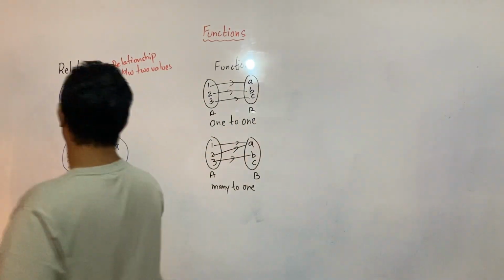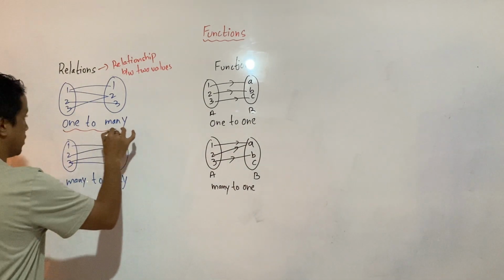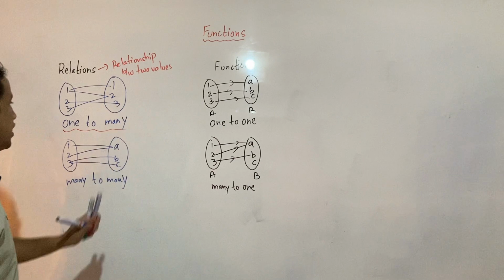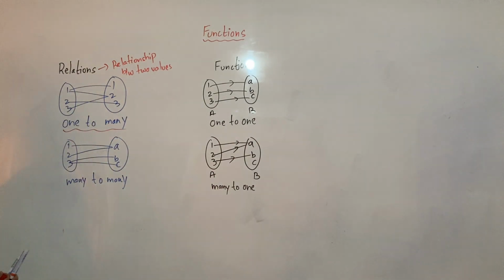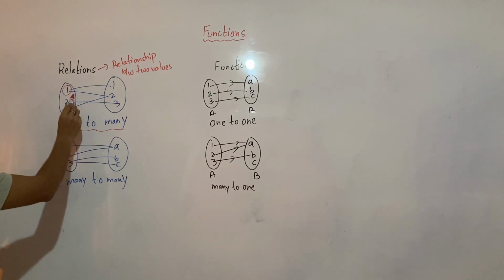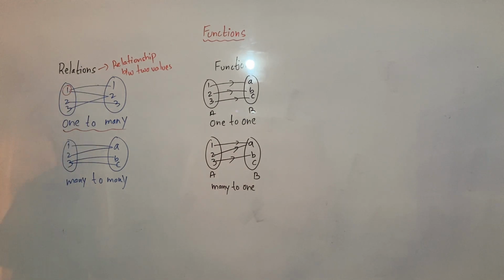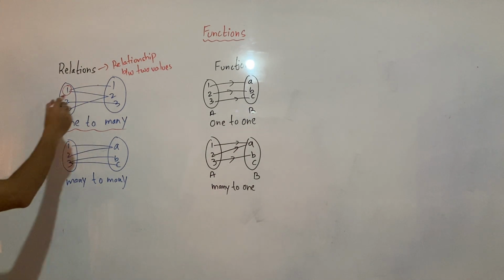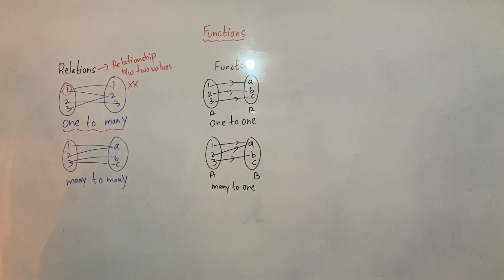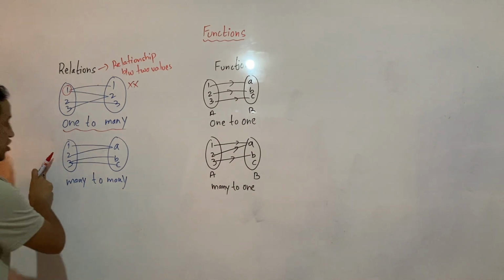So for example, here it says one to many, which means that one element in set A is related to many values in set B. It is a relation, it is not a function. Why? See here, your element 1 is giving two outputs, 1 and 2, which means that it is not a function because the images must be unique. Understand?